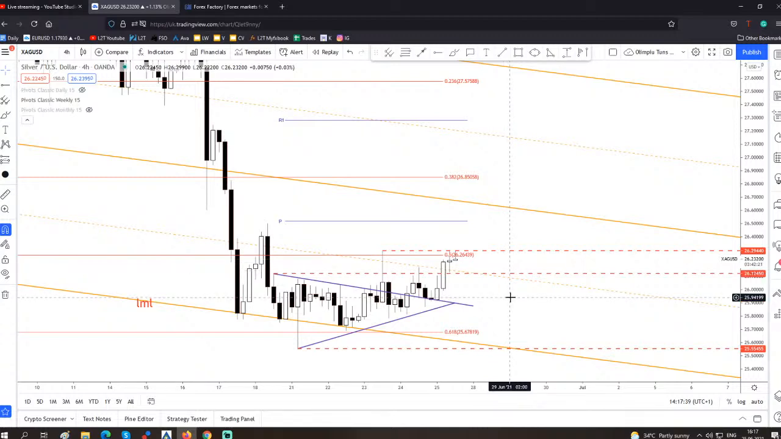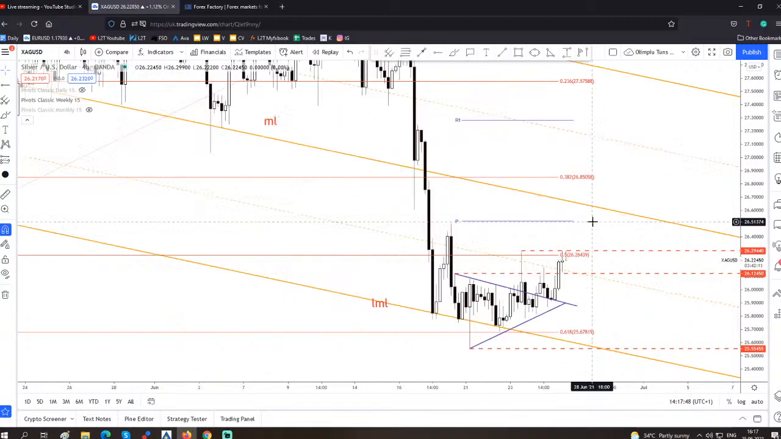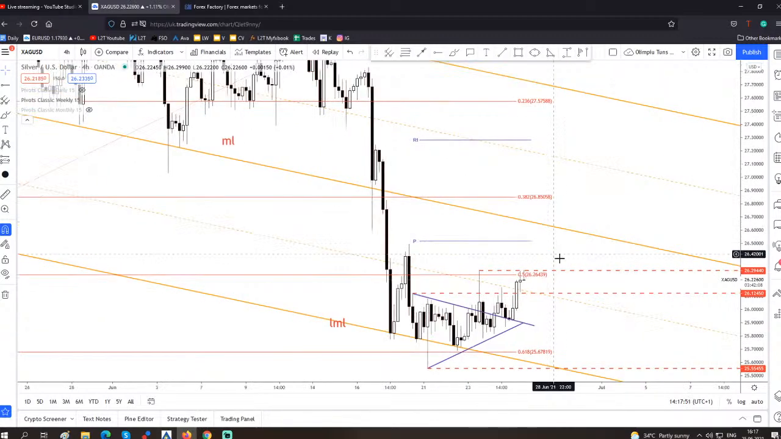26.264, 26.294. So a valid breakout here, a new higher high could really signal potential growth towards maybe this medium line of the descending pitchfork. So right now our position is really good, runs in profit, and if I want later to take some profit, close half, or manage the position, I will update you guys in the Telegram channels.